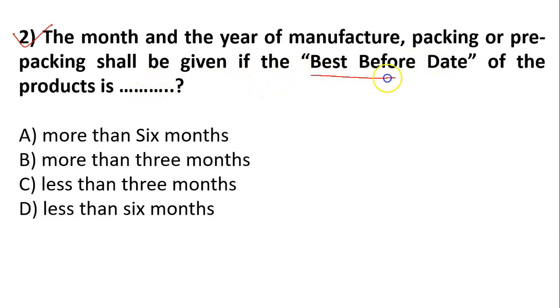Now the second question is: the month and the year of manufacture, packing or pre-packing shall be given if the best before date of the product is. Try to understand the question. Your options are more than 6 months, more than 3 months, less than 3 months and less than 6 months. So the answer will be B, that is more than 3 months.